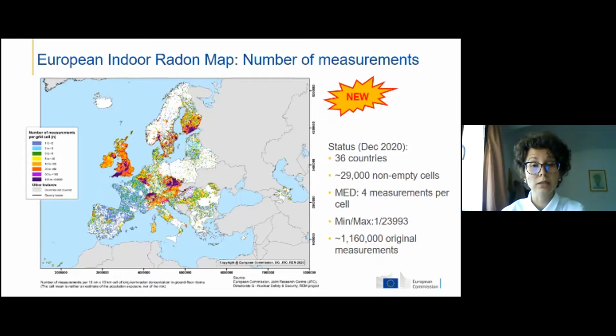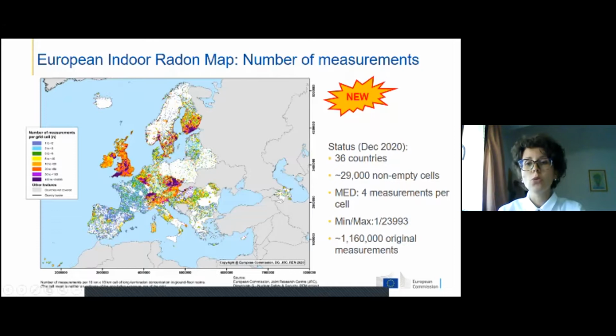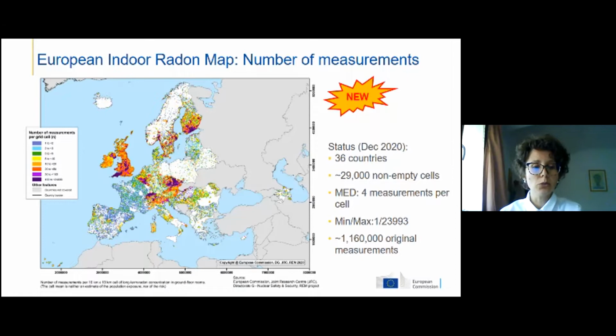This map is available online because the Atlas was published in 2019, so the map, for example, does include Moldova. As said before, we have 36 countries with around 29,000 non-empty cells, and a median of 4 measurements per cell. We can notice a big range, from a cell that has only one measurement to a cell that has around 24,000 measurements in the UK. And so we collect statistics from more than 1 million original measurements.